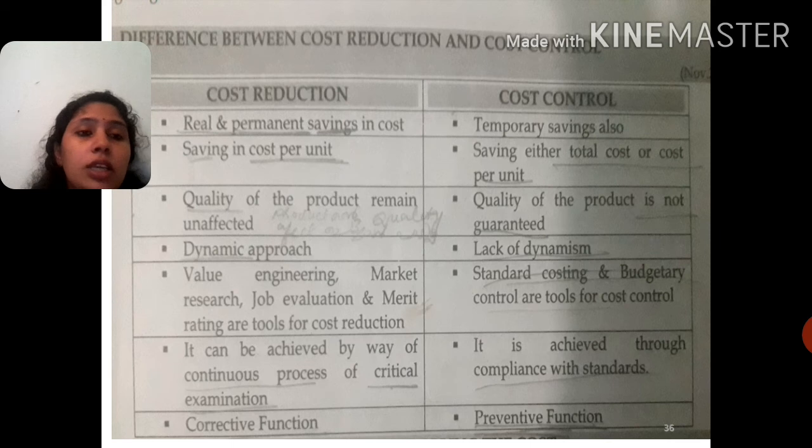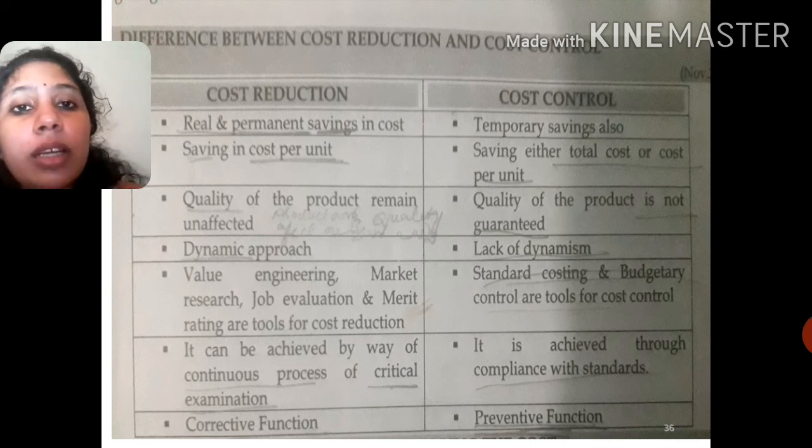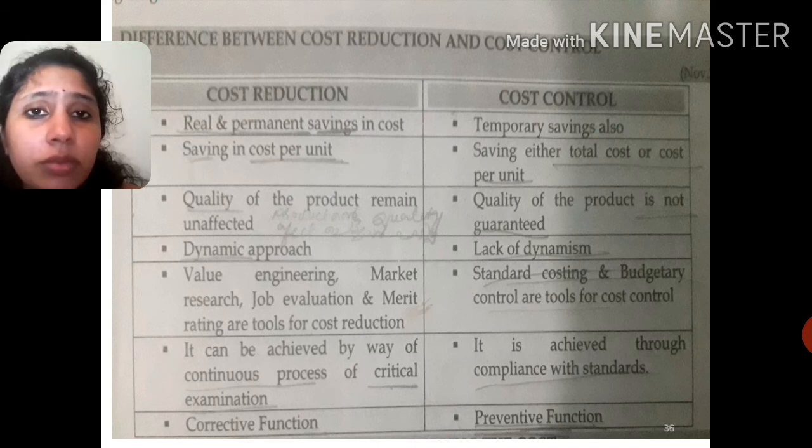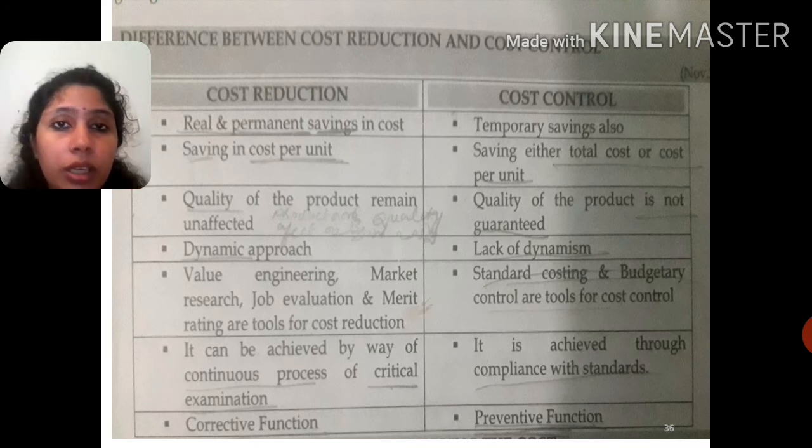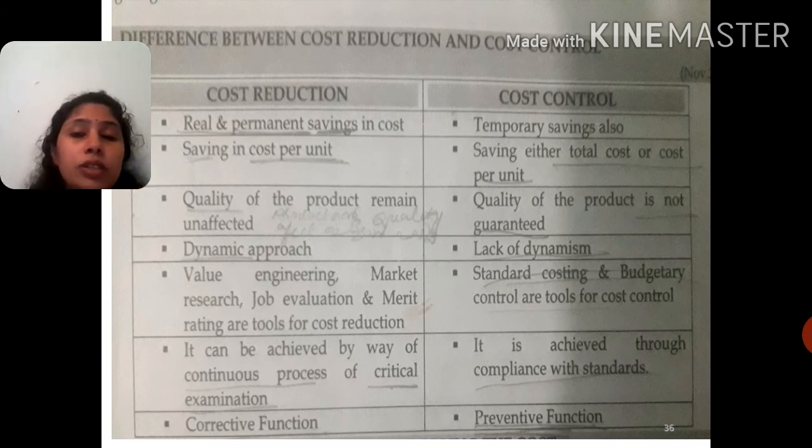Then in case of cost control, it is a preventive function. Based on some data alone, we are going through the production process, and we can control the cost. I said already that point. Based on estimated data, we will go ahead with the production. So it is a preventive function. We can prevent the same. Yes, I think all of you got all the differences between cost reduction and cost control.